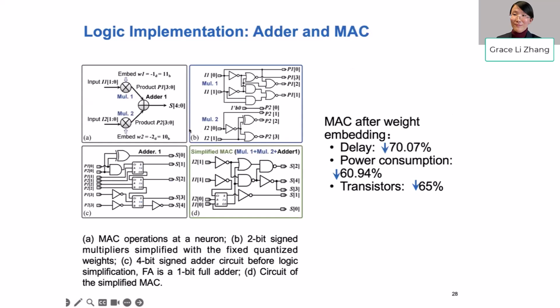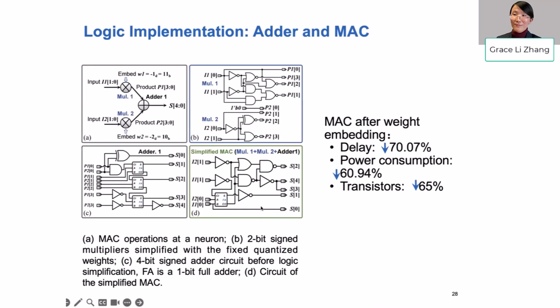Let's look at the circuits for a neuron. For example, we have two inputs, each multiplied with a different weight, and the results are added together. We use the different weights to simplify each multiplier, and the resulting circuits are quite different, as shown in this figure. Then these two circuits are concatenated with a full adder and sent to the EDA tools for logic optimization, and the resulting simplified MAC unit is shown in this figure. It is very simple compared to the original two multipliers and one adder. Its delay is decreased, the power consumption is reduced, and the area is reduced.